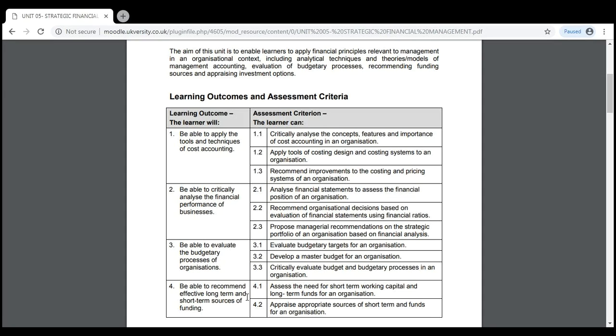We discussed zero-based budget. We discussed incremental budget. We discussed periodic budget. So these are the different types of budget we discussed. We discussed the top-down and bottom-up approach of budgeting. We discussed the master budget. Master budget means the overall budget.